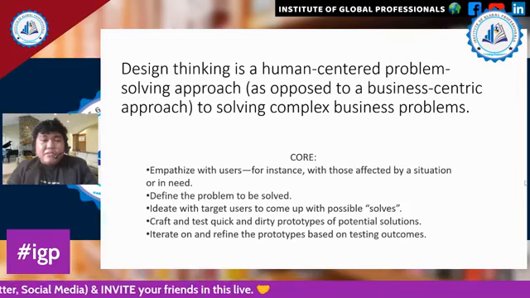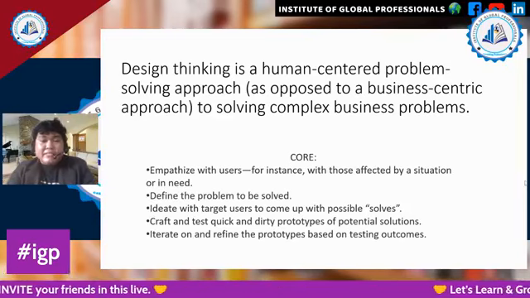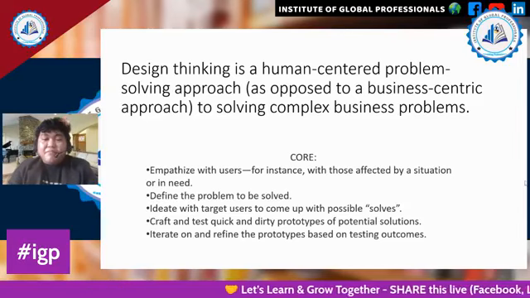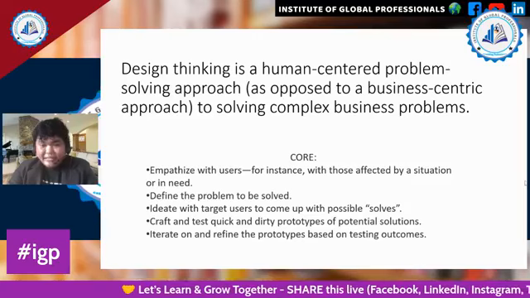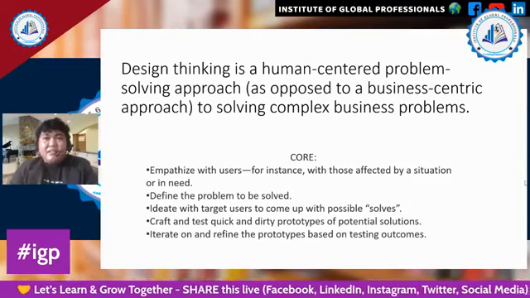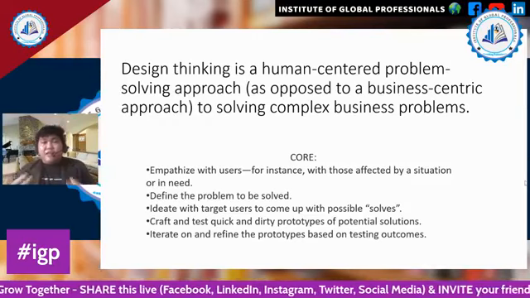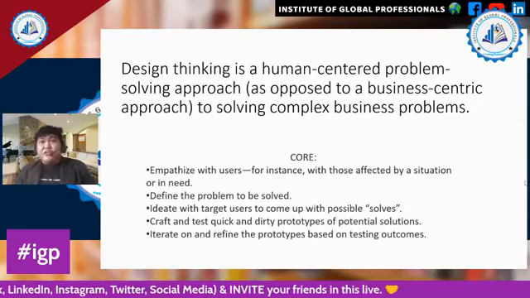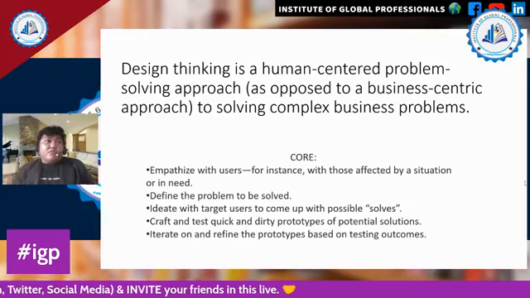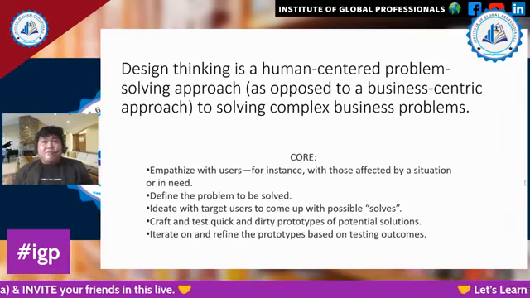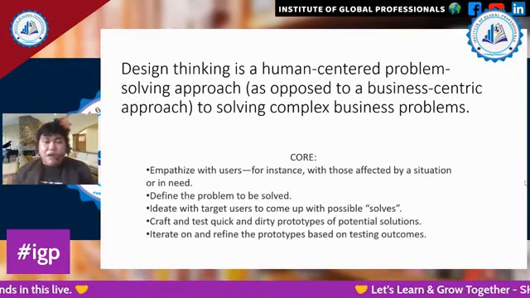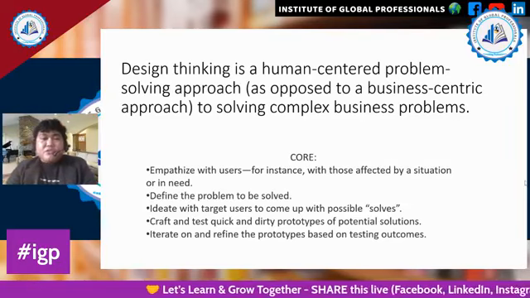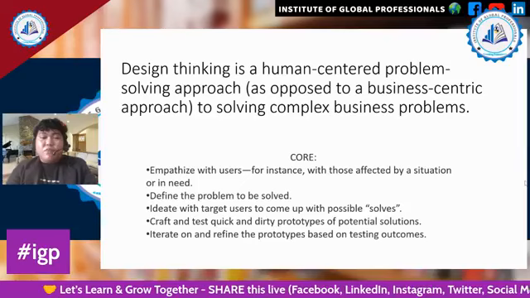Now, I want you to take note of the last statement. The iteration is on refinement of the prototypes based on the testing. So before anything becomes expensive during the development process, we already try to test the prototype, whether it's already good or not, before it blows up to unknown proportions of cost. And if you have noticed, the question that we are going to ask is more on the refinement of the problem.